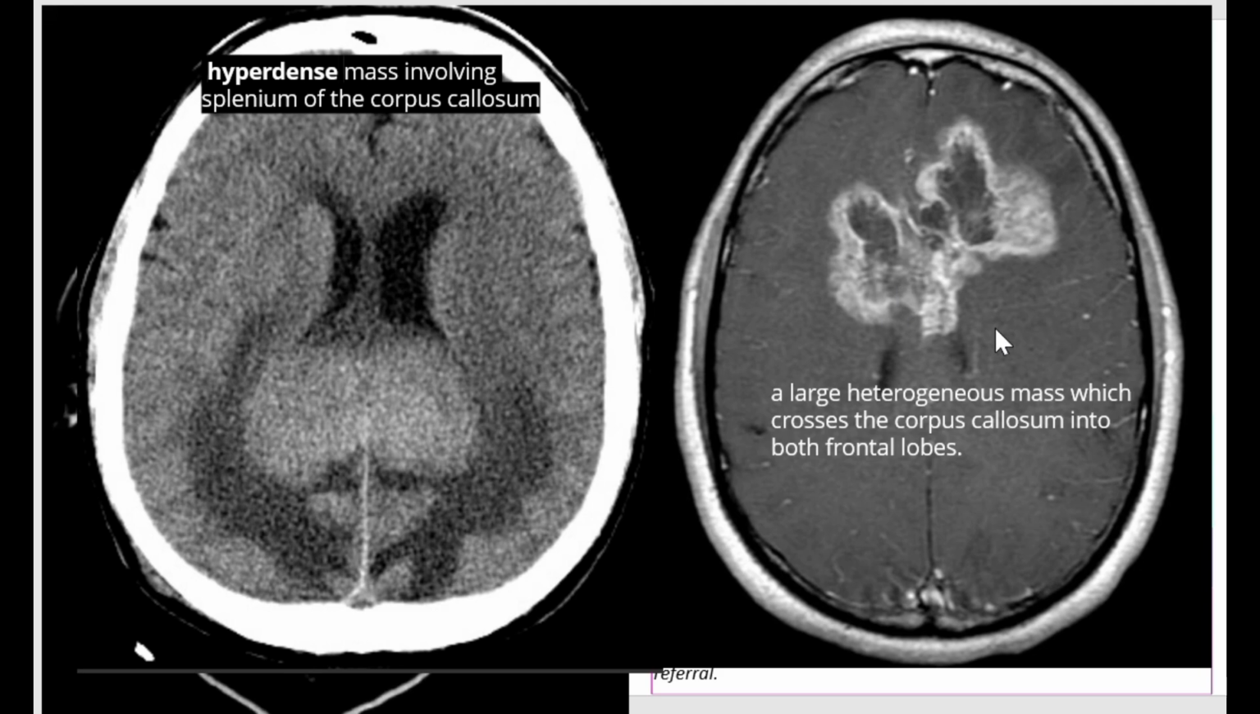However, here there is a large heterogeneous mass involving the corpus callosum and crossing the midline to involve both frontal lobes with central necrosis and peripheral enhancement, giving the characteristic butterfly glioblastoma multiforme.